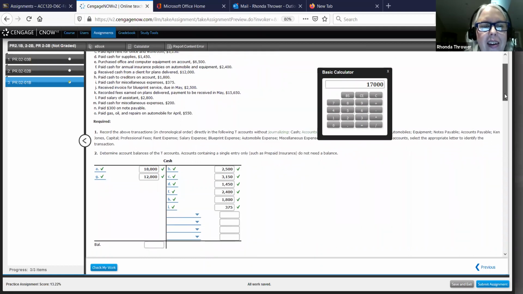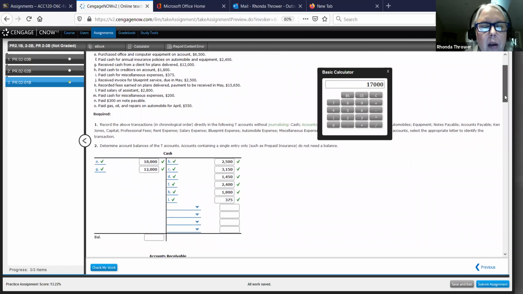Okay, all right, class. I believe that I was on transaction L. On transaction L, we paid the salary of an assistant of $2,800. Anytime you pay out your money, your cash is decreasing. So I'm going to choose L because my cash, which is an asset, is going down. Assets decrease on the credit side.